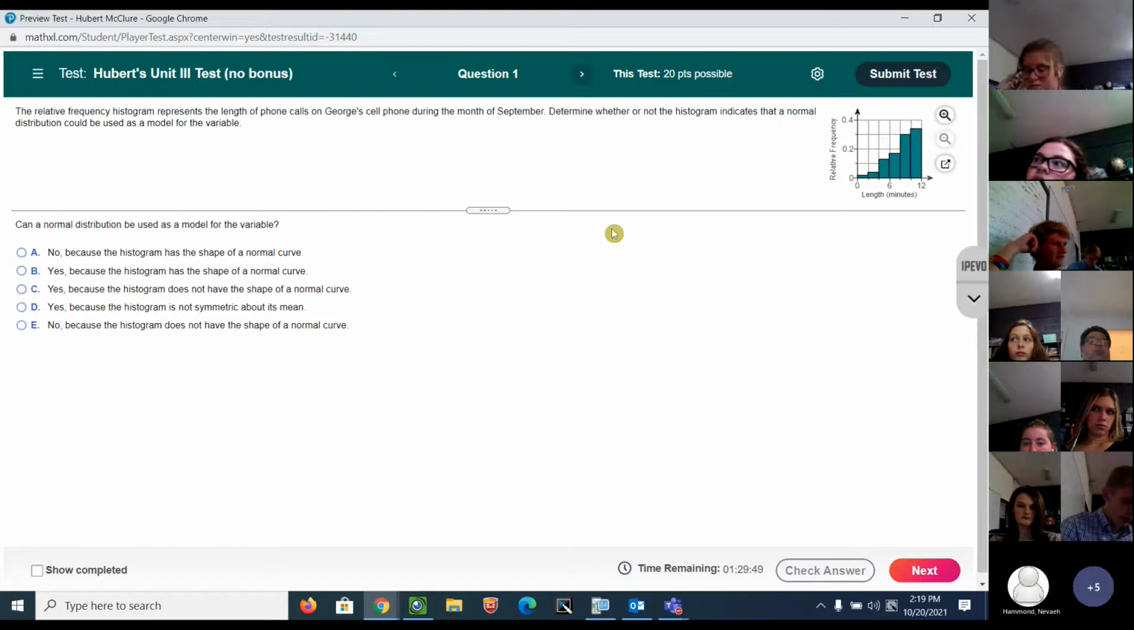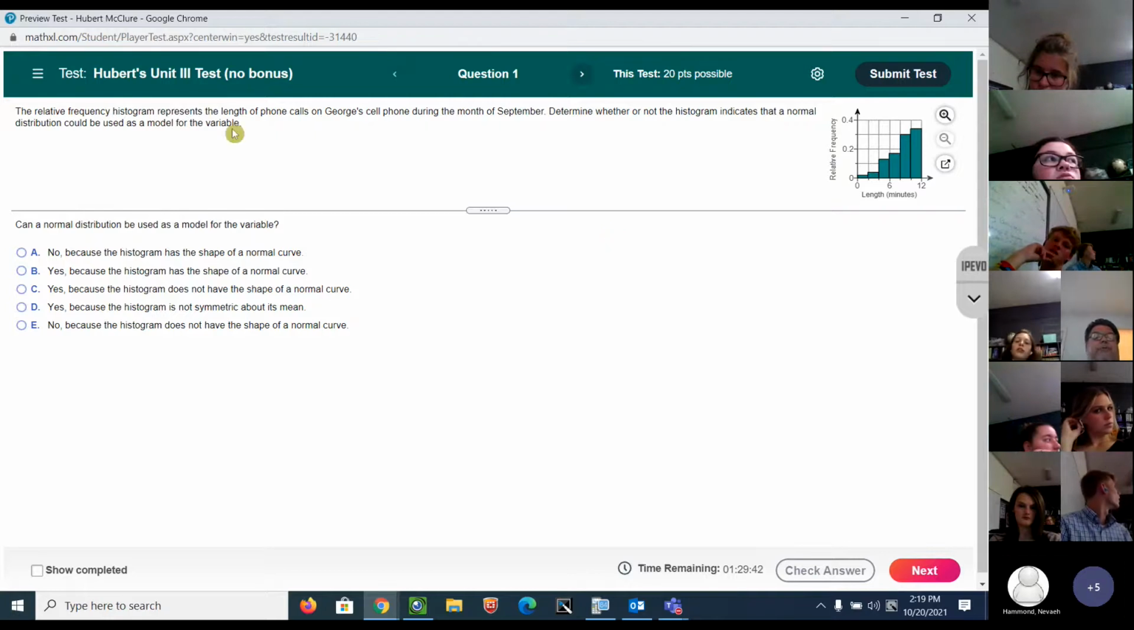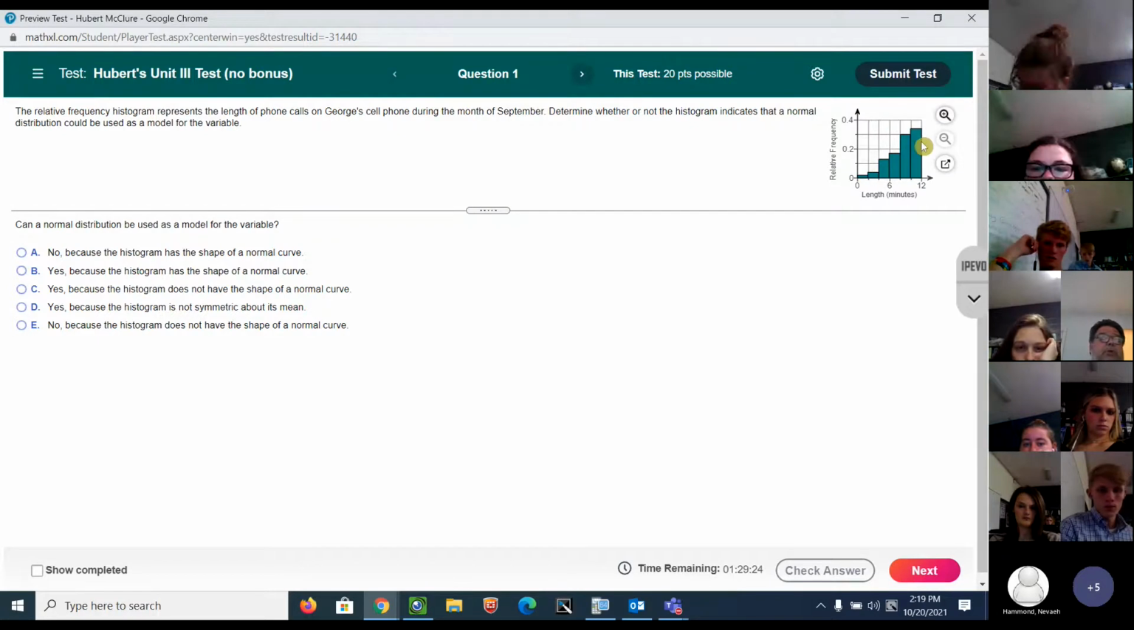So there's the first question. The relative frequency represents the length of phone calls in George's cell phone during the month of September. Determine whether or not the histogram indicates the normal. It's not a normal curve. It's skewed what? Skewed left, because the data's on the right. So you would hit no, this is skewed left. Well, I guess it would be no, the histogram does not have the shape of a normal curve.